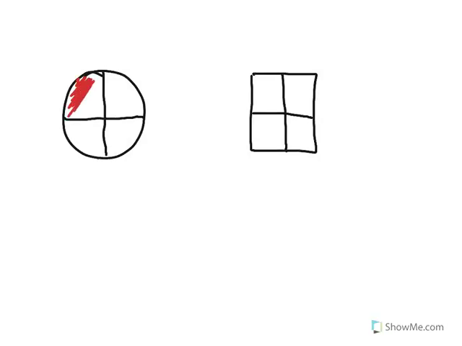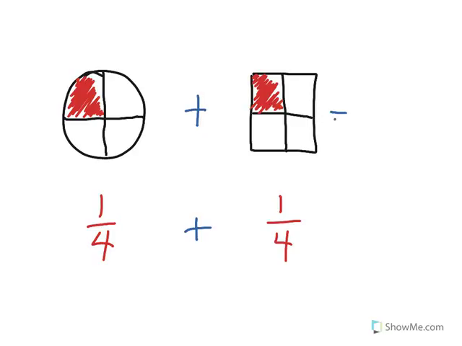If I shade one region, most people would label that as 1/4. If I do the same thing with the square, most people would label it as 1/4. The problem comes in when the instructions are to add.